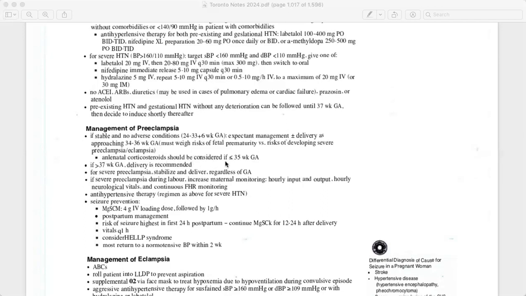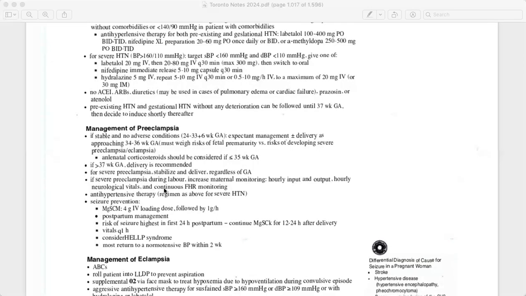Antenatal corticosteroid should be given in less than 35 weeks. In more than 35, delivery is recommended. If severe preeclampsia, stabilize and deliver regardless of the gestational age. Because if she's experiencing any end organ damage, this can lead towards permanent damage to that organ. So that's why if it's very severe, then you can do the delivery regardless of the age.